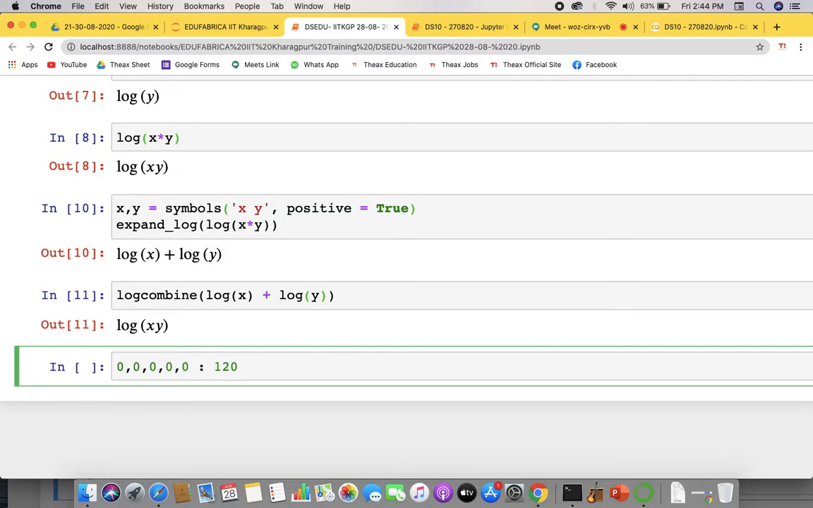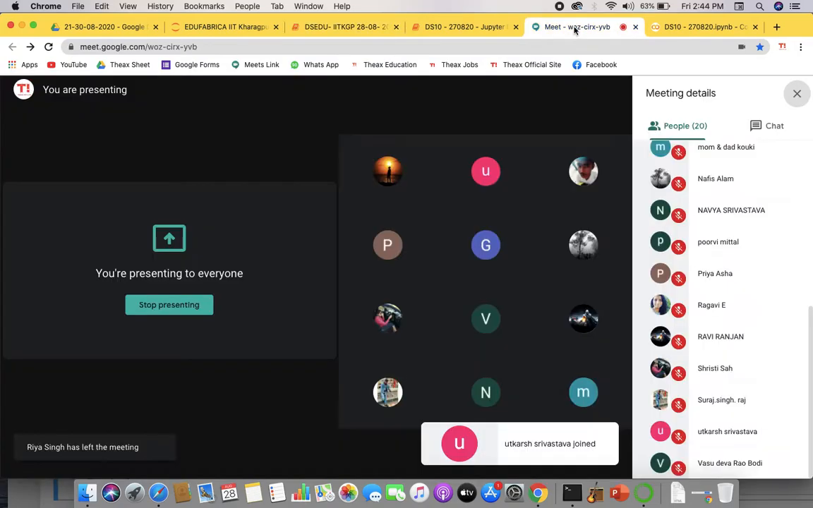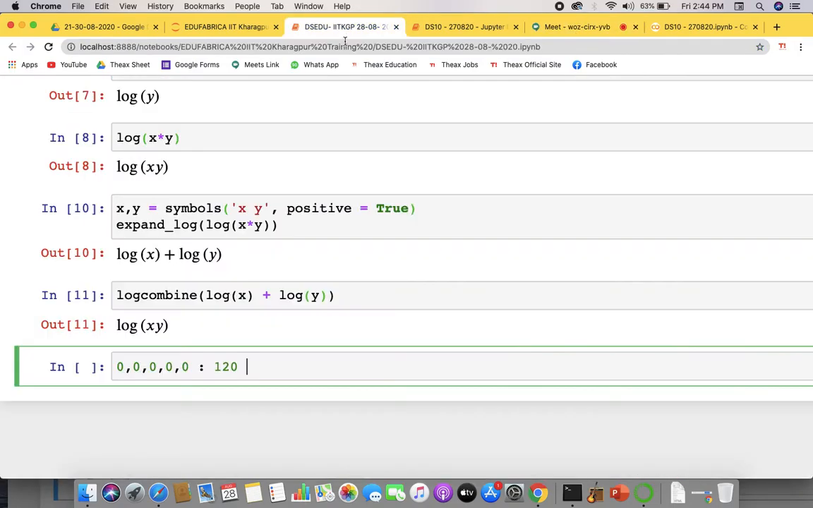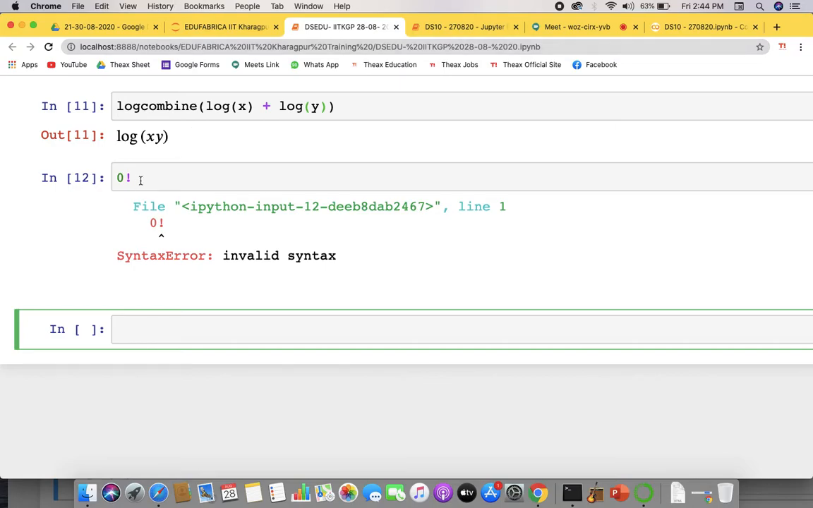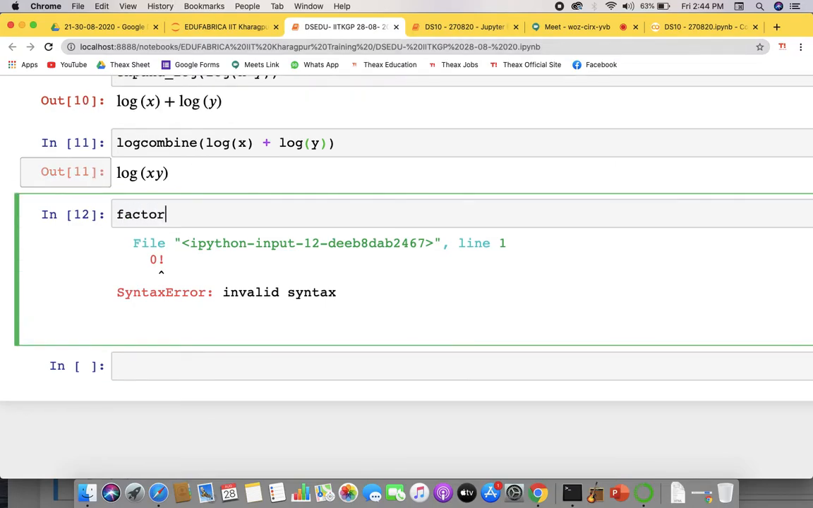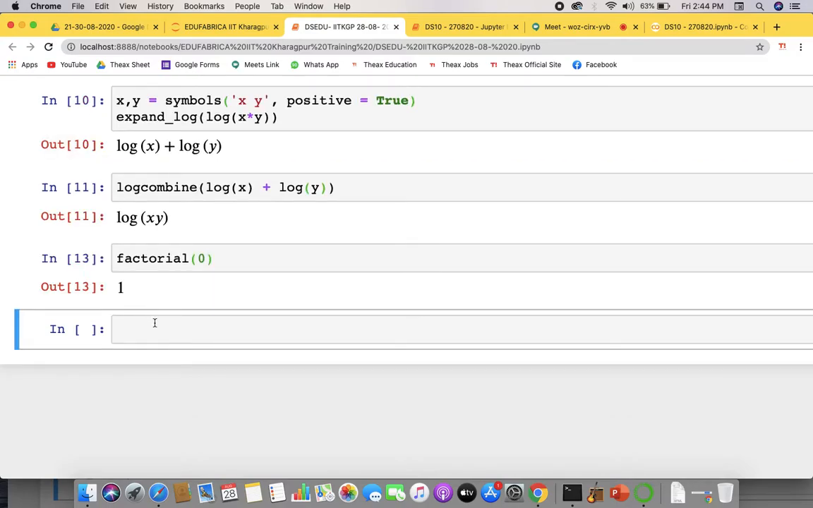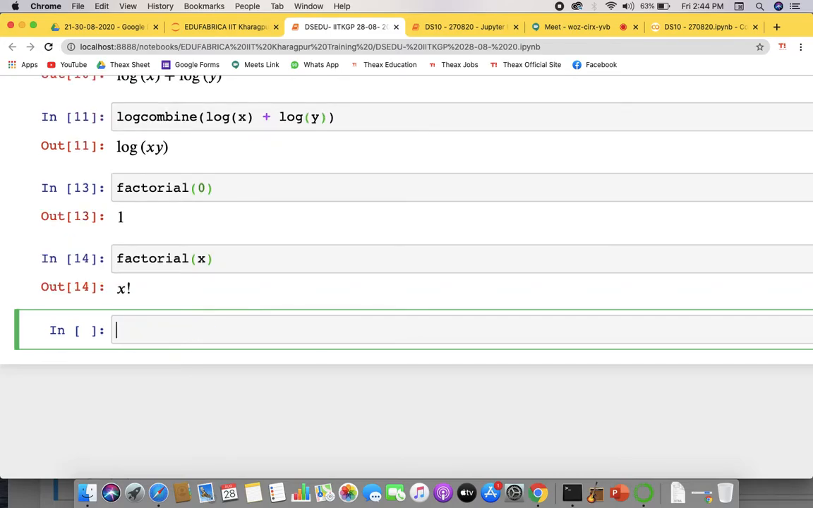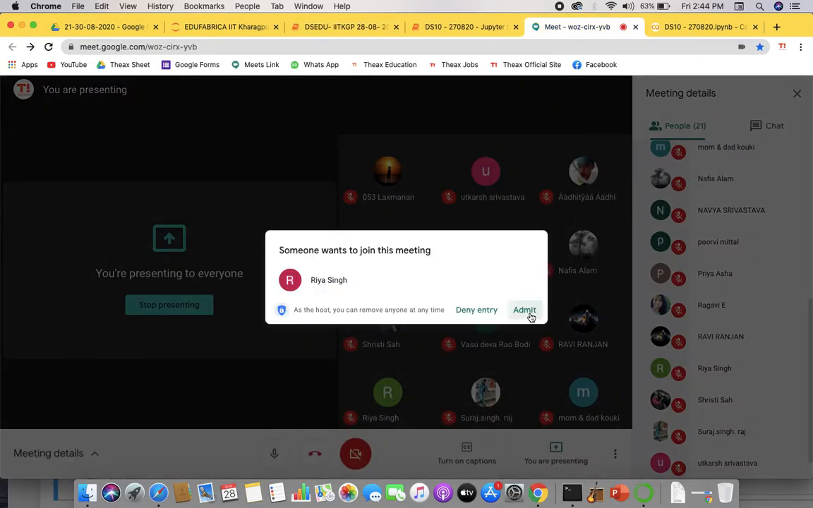Okay, so let me tell you. You might have seen this term, that is an exclamation mark, right? But what is this? That is a factorial of 0. That is 1, or the factorial of any such number would be the number factorial, correct?